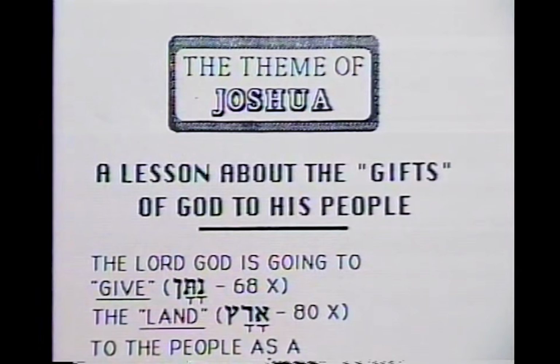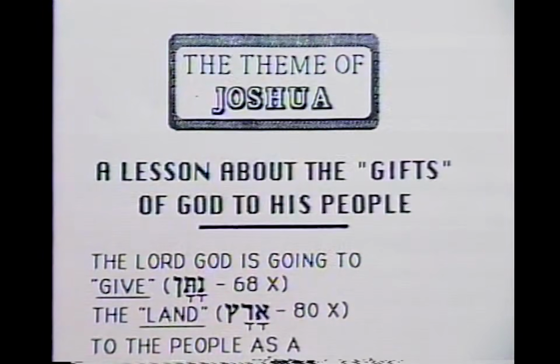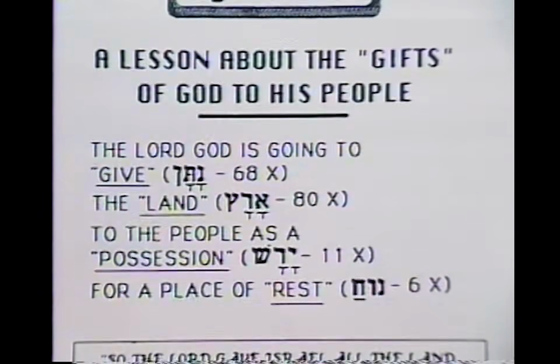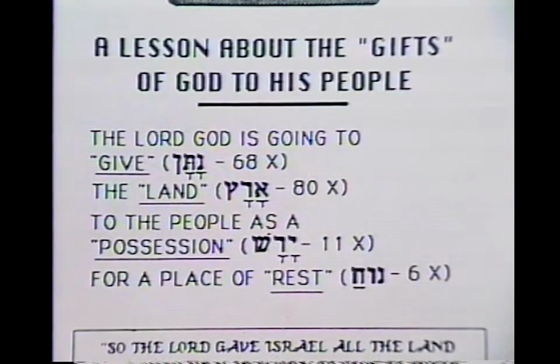First, in the book of Joshua. Joshua is a book, a lesson about the gifts of God to His people. We find that the Lord God is going to give. There's our Hebrew word Natan. 68 times that word occurs, and that's one of our vocabulary words in our lesson, so you know that word. The Lord is going to give the land, Aretz, you know that word too, to the people as a possession, Yarash, for a place of rest, Ruach.